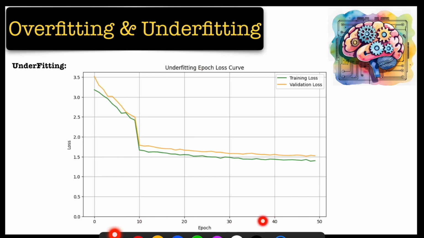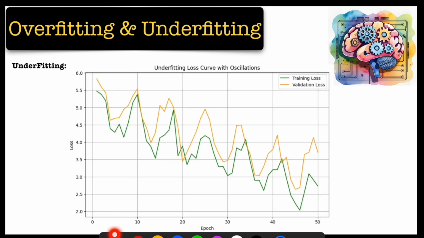So let's see now the epoch loss curve. In this direction we have epochs, in this direction we have loss, and we are seeing how the loss is changing over epochs. In green we have the training loss, in orange we have the validation loss. Our target is to minimize the loss. But here, in the case of underfitting, you see the training loss and validation loss both are not getting reduced. There can be another scenario where the curves are oscillating. The training loss and validation loss are fluctuating, not actually reducing. It is reduced here, then again it has increased. So this doesn't represent the training data and test data both.